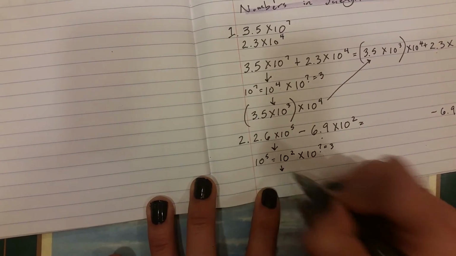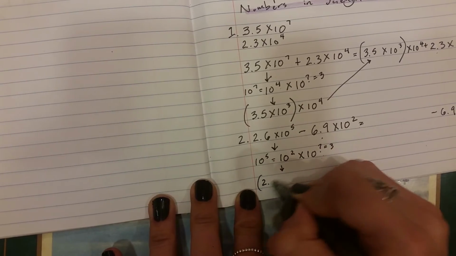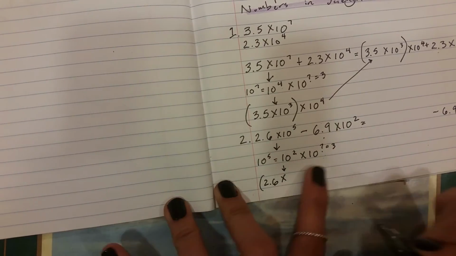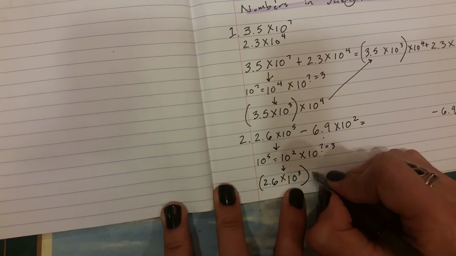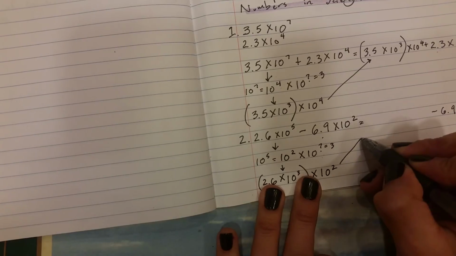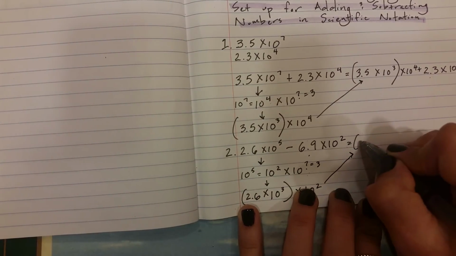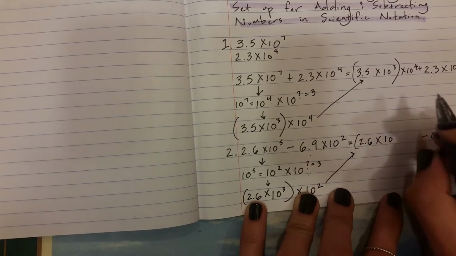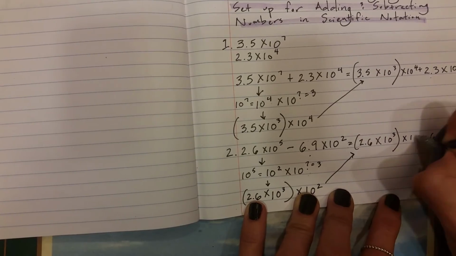So now bring it down, and I take my 2.6. We're rewriting my scientific notation just a little differently. 10 to the 3rd power times 10 to the 2nd power. And I take that rewritten, and here we are, creating the setup. Today we're just working on the setup. Tomorrow we're going to work on solving them.